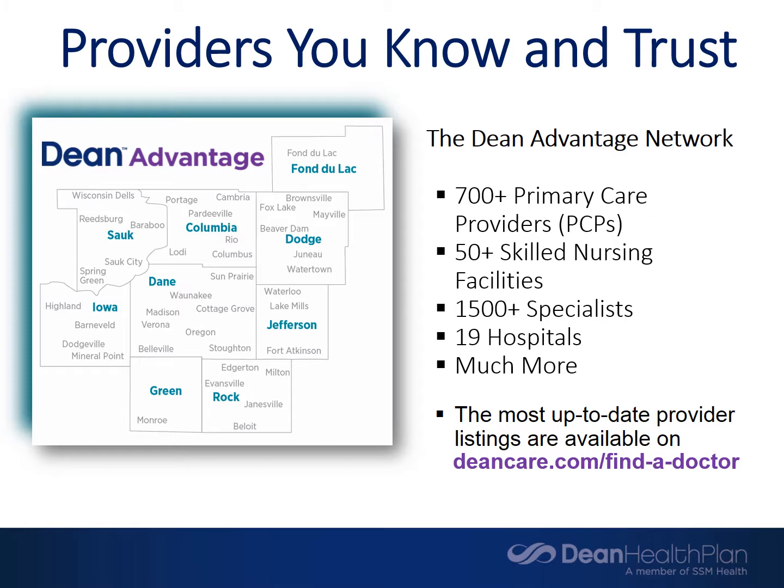Dean Health Plan is very competitive when it comes to having a strong network of care. We have over 700 primary care providers, over 50 skilled nursing facilities, over 1,500 specialists, 19 hospitals, and much, much more. If you are unsure whether your provider is in our network, visit deancare.com/findadoctor or call Member Services at 1-877-234-0126 TTY 711, 8 a.m. to 8 p.m. weekdays year-round, and weekends October 1st through March 31st.